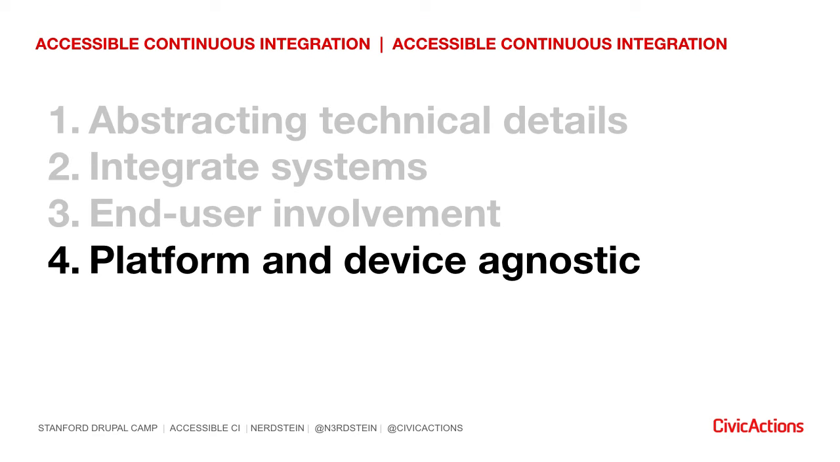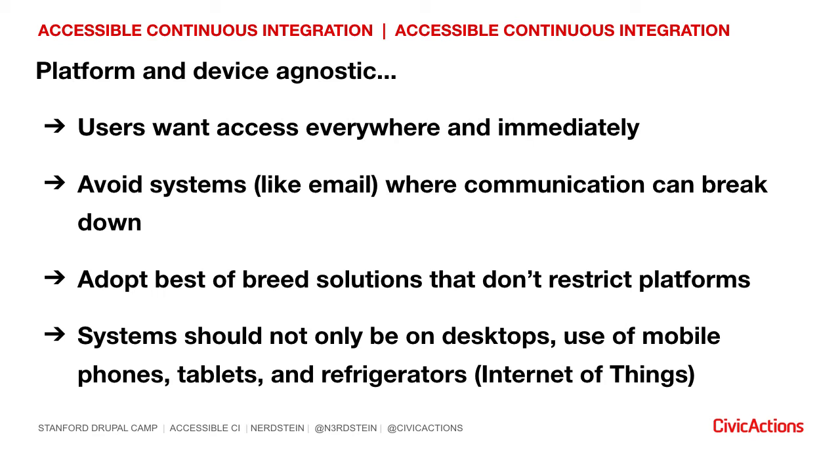And the last bullet is platform and device agnostic. This is really crazy, right? Because if we had this slide a couple years ago, people probably would have balked at it. But anymore, this is reality. Users want access everywhere and they want it immediately, right? They also want to avoid systems like email where communication can break down. Their phone is sending them push notifications from Facebook when their mother likes a picture that they post. So they're used to that. They want that. And these are really important things to be mindful of, because I think our end users are starting to change what they want.